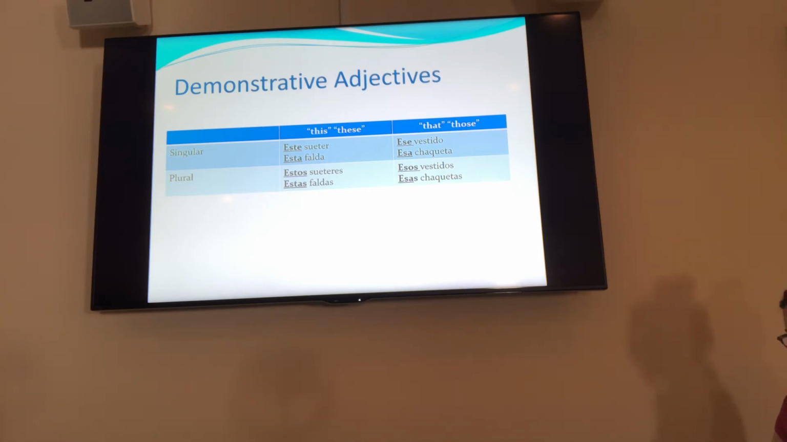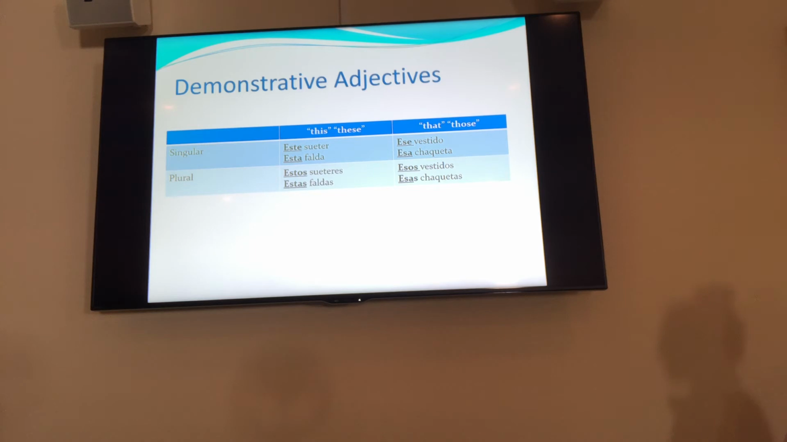So for this and these, we have este, and that is singular masculine. Esta, which is singular feminine. Estos, which is plural masculine, and estas, which is plural feminine. Those are this and these. For that and those, it looks like ese, which is singular masculine, esa for feminine singular, esos, which is plural and masculine, and esas, which is plural and feminine.